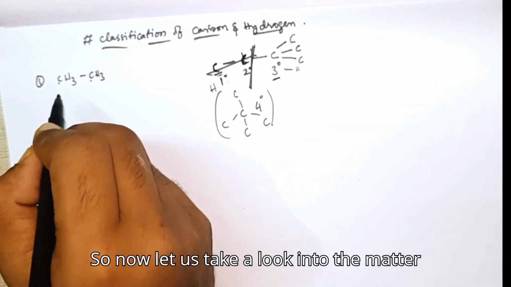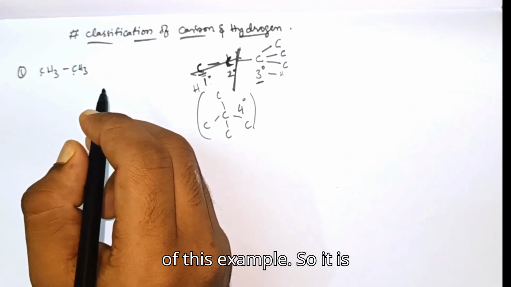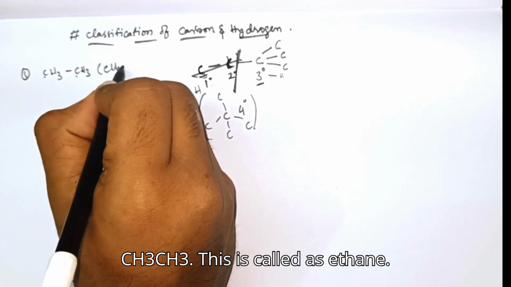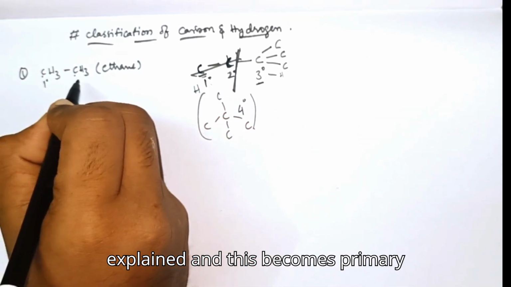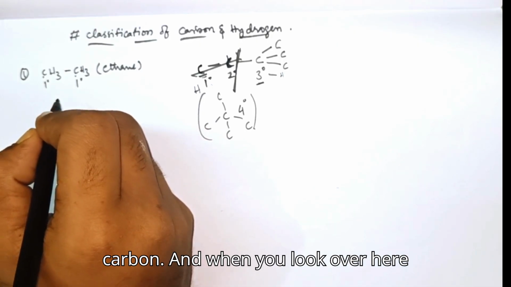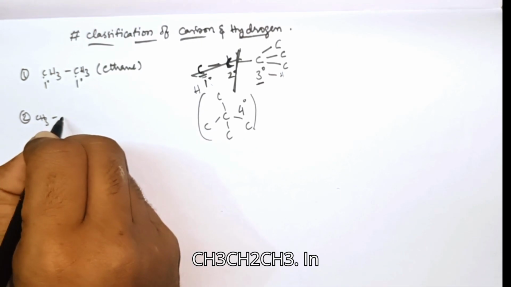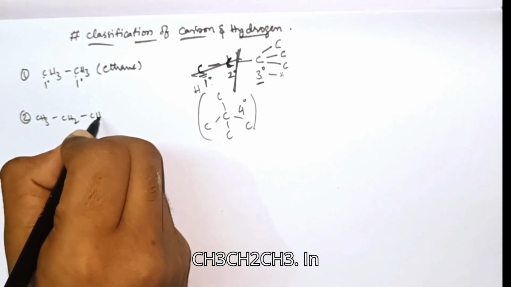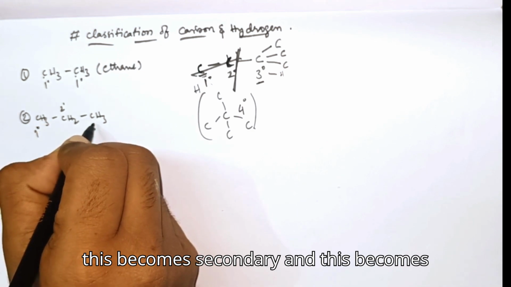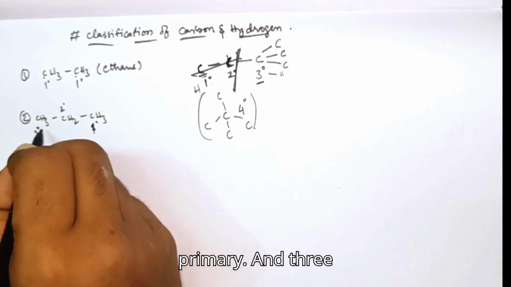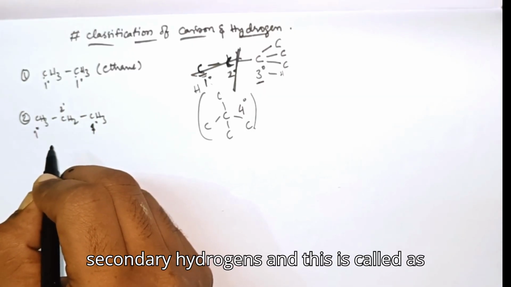So now let's take a look at some examples. So it's CH3CH3. This is called ethane. Now this becomes a primary carbon, as I've explained, and this becomes a primary carbon. And when you look over here, it's CH3, CH2, CH3. In this example, this becomes primary, and this becomes secondary, and this becomes primary, and so there are six primary hydrogens and two secondary hydrogens.